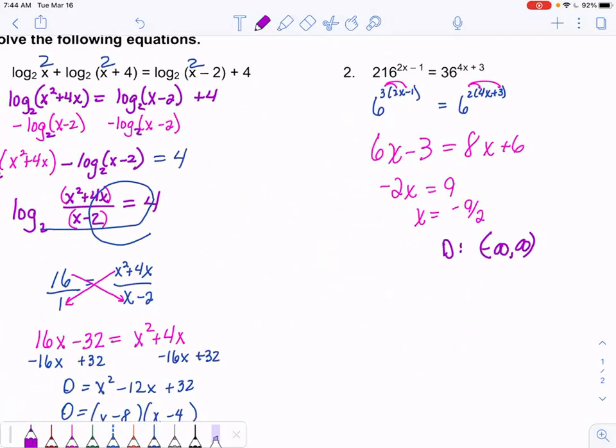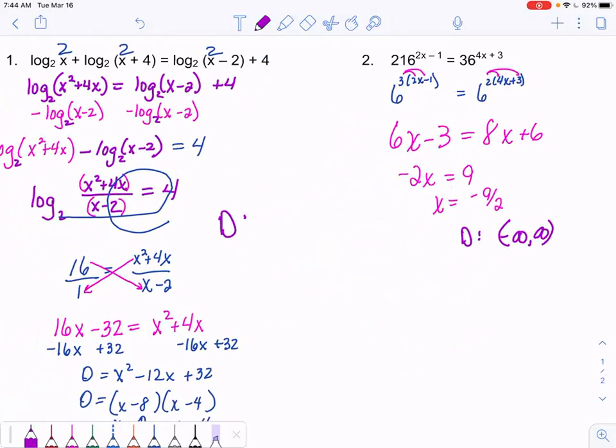The reason we have to check logs is because the domain of the log, x's have to go from 0, bigger than 0, to infinity. So there's a restriction on what your x values are allowed to be when it's in log form, but there are not any in exponential form. Really good question, Riley. Other questions?